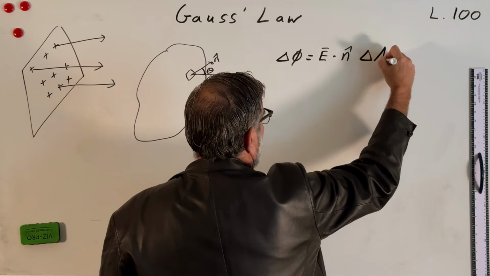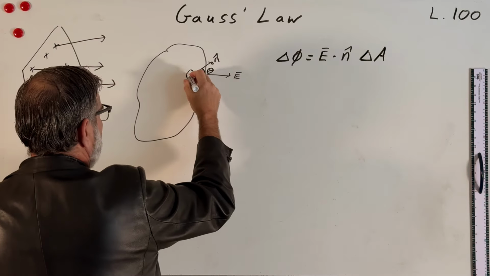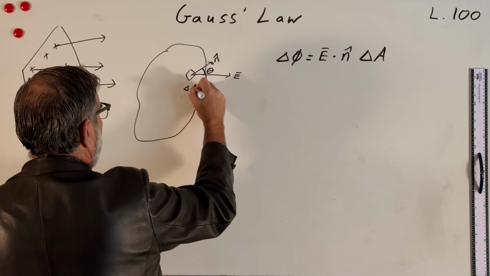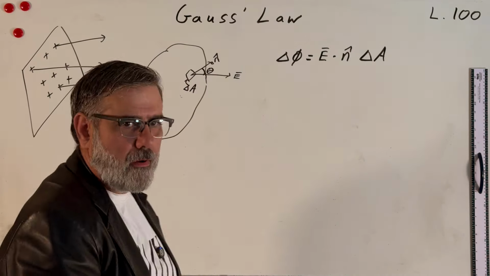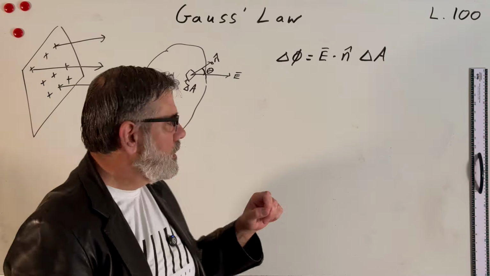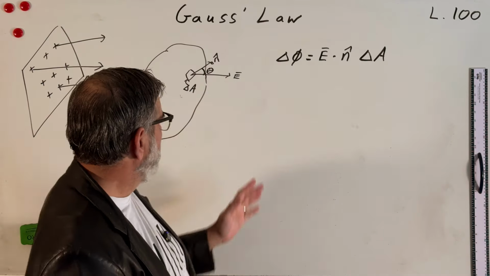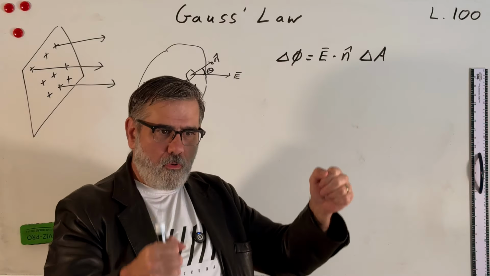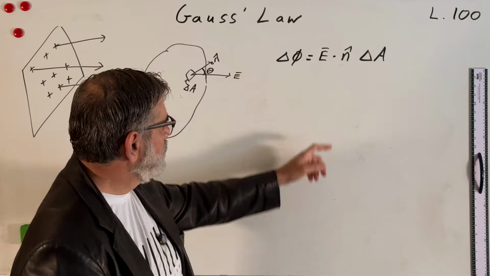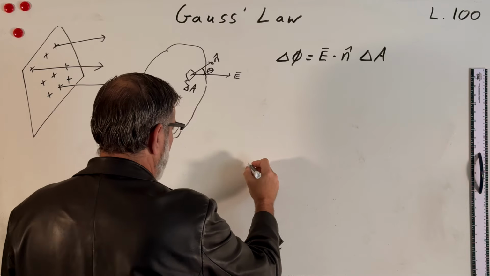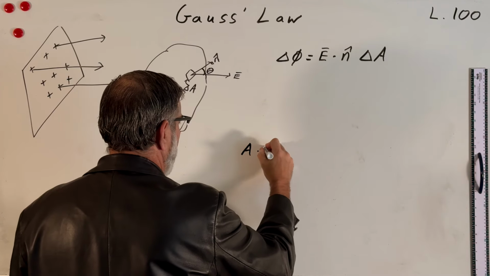Times delta A. So whatever this is. So if this is delta A, a little piece of area, I get a little piece of flux in this little piece of area, right? And I'm allowing for the orientation of the surface using this dot product. But this, of course, is a dot product, if you remember what that is. So just go over A dot B.